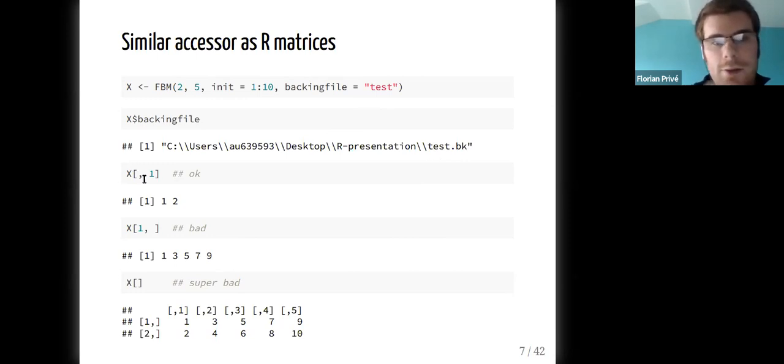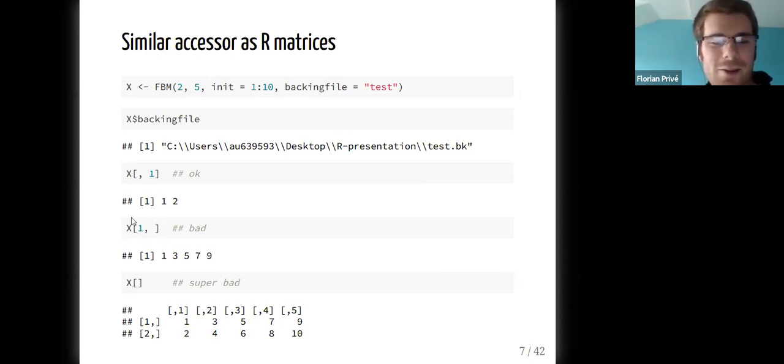Then, as with a standard R matrix, I can just use the standard accessor with the square brackets to access, for example, the first column, or the first row. Again, the data is stored column by column. As I said, if you access the first element of the first column, you access the whole column, because you access data in blocks. So actually, when you access the first row, you will access the first column, the second column, you will access the whole data.